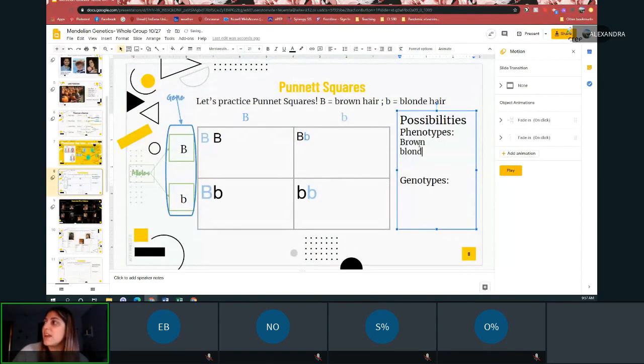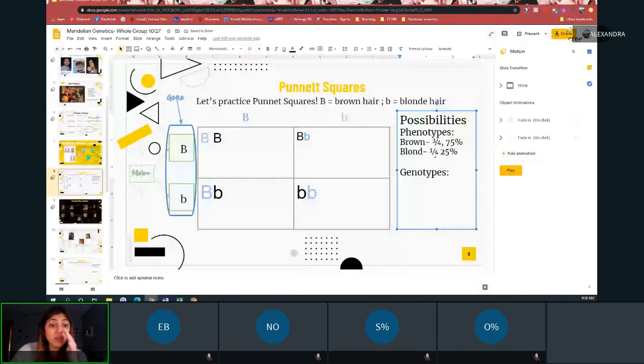And if we go ahead and type out the possibilities, if we take a look at our 4 options, 3 of the 4 are going to be brown hair for phenotypes, which in other words is 75%. And for blonde hair, there's only 1 possible combination that's going to result in blonde, which makes it 1 out of 4 or 25%. Does that make sense? So these are the phenotypes. So that's what's going to be expressed.